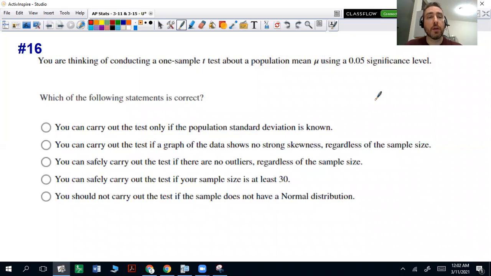Question 16. You are thinking of conducting a one-sample t-test about a population mean using 0.05 significance level. Which of the following statements is correct? So let's talk about that.